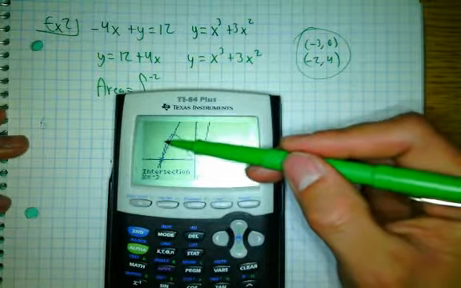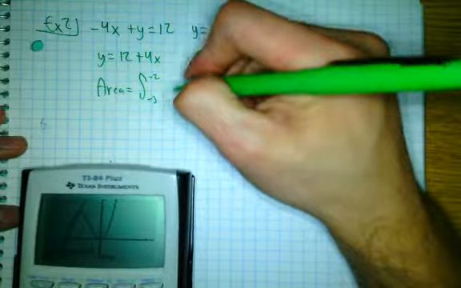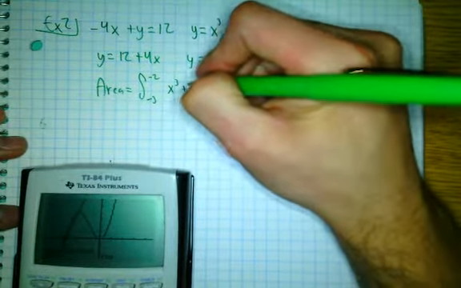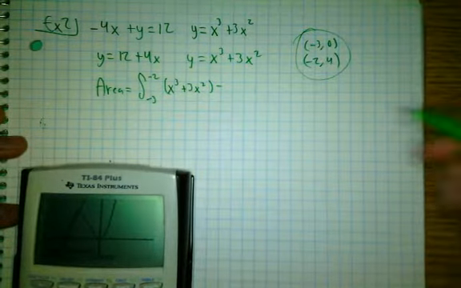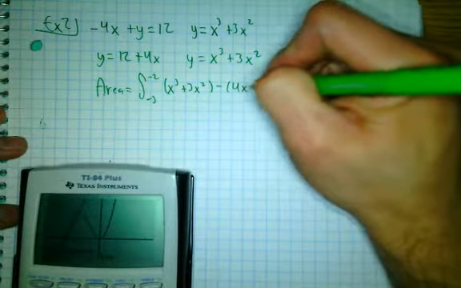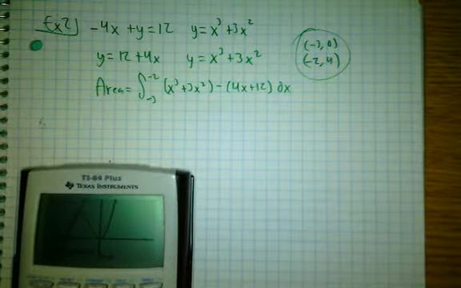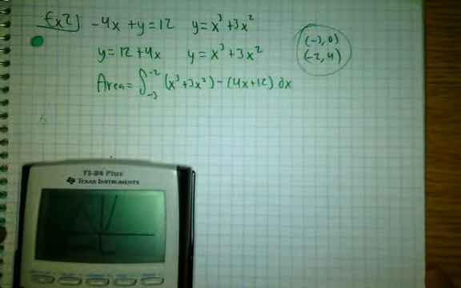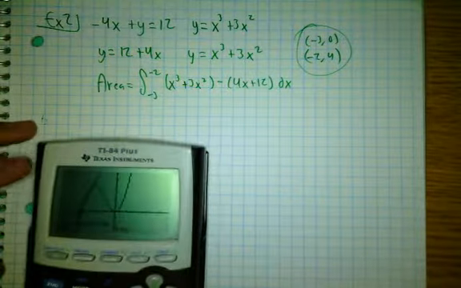Well, which one of these is the top function? So which one is the top? The cube, right? So it's going to be x to the third power plus 3x squared minus what? 4x plus 12. I understand what you're doing. It's okay. Alright? You guys with me? Now, I should be able to use my calculator to figure that out. Agreed?